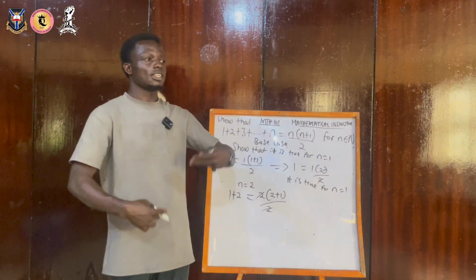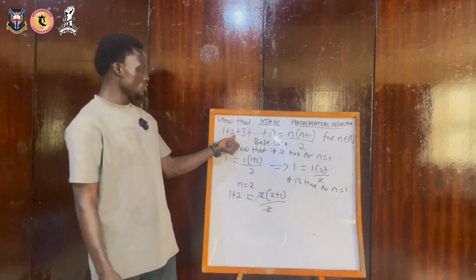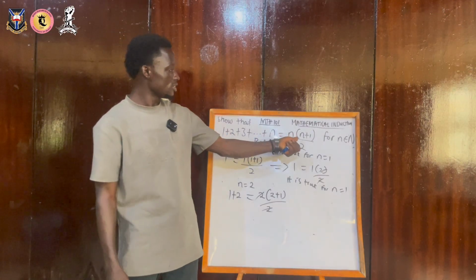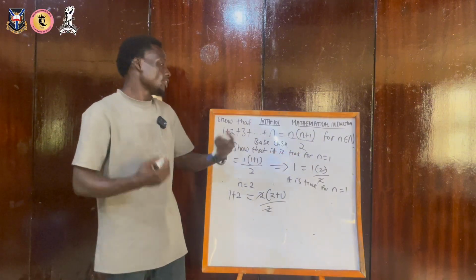You cannot continue like that to check if it's true for the first 3 terms. 1 plus 2 plus 3, that's 6. 3 into 3 plus 1, that's 12 over 2, that's 6. It's true. You can't be checking all of them.